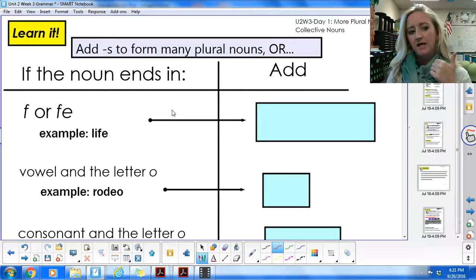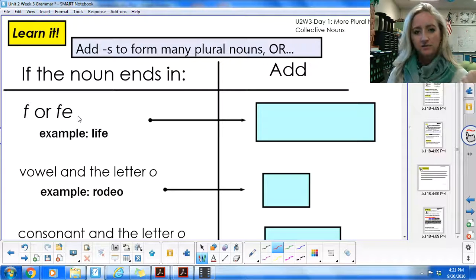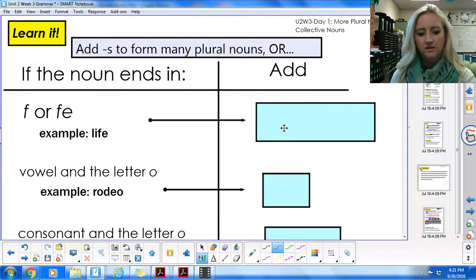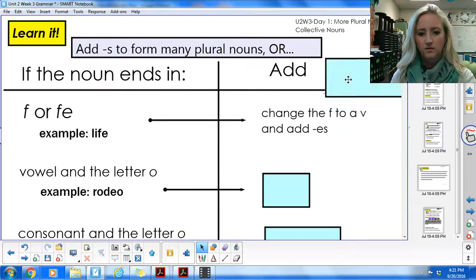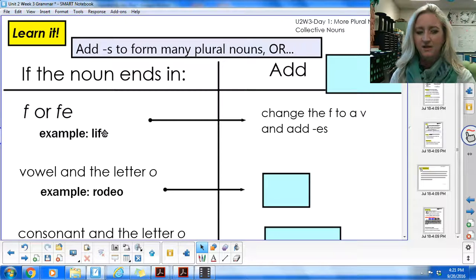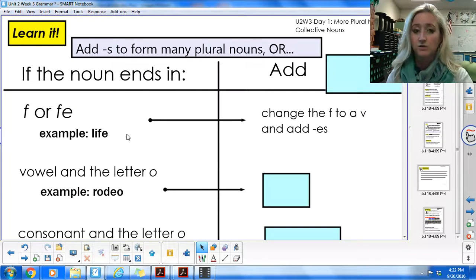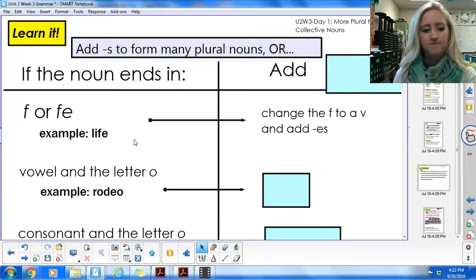We've done ones that end in S. We've done ones that end in X or CH. We're going to do F or FE. And in order to do that, you'll want to change the F to a V. Think of a word like life. You wouldn't say lifes, you would say lives. Change that F to a V and then add ES. This works also for knife or knives.